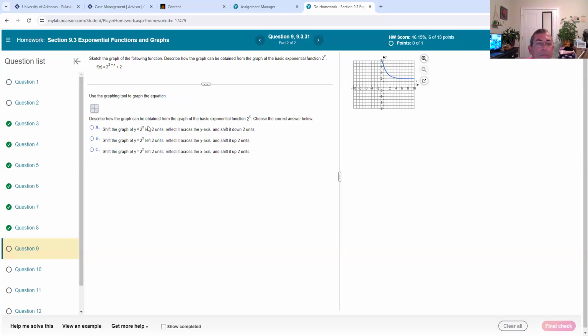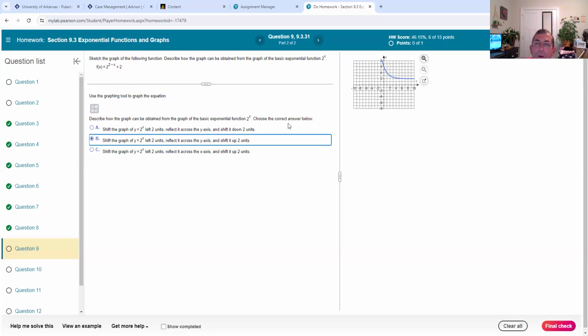Well, y'all, we went left 2 units. We reflected across the y-axis, and then we went up 2 units. So y'all, it looks like we would go with B on that one. Now C was pretty close, but it had x-axis instead of y-axis, okay?